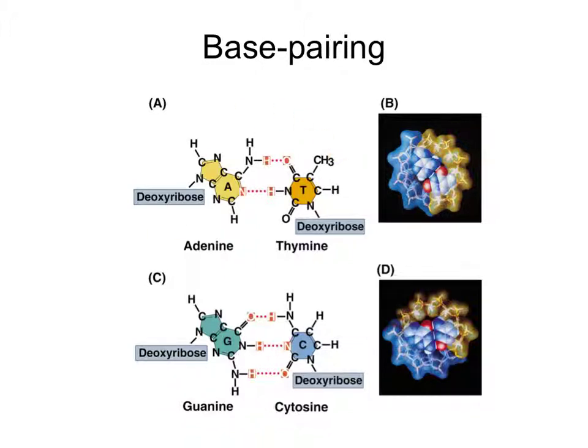Because there are three hydrogen bonds, you have a slightly more stable base pairing than the AT. And as you can see here, here are the space-filling models of both the AT and GC. And you can see that you have hydrogen bonding as well as the showing of the major and the minor grooves.